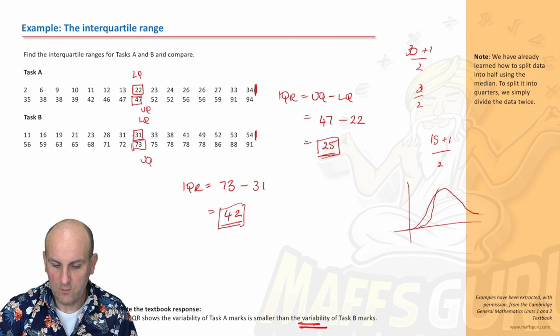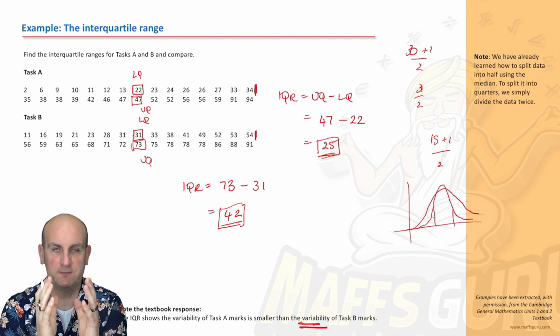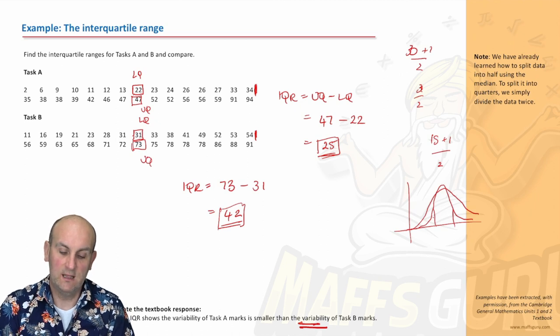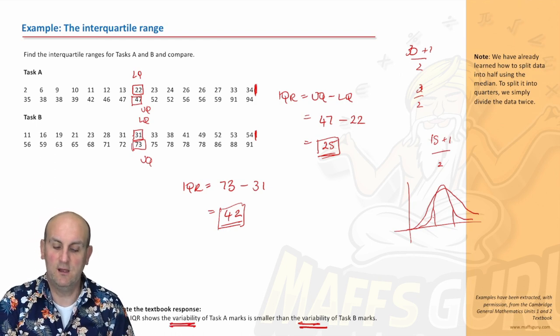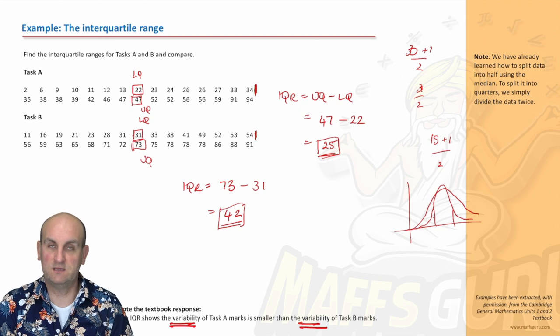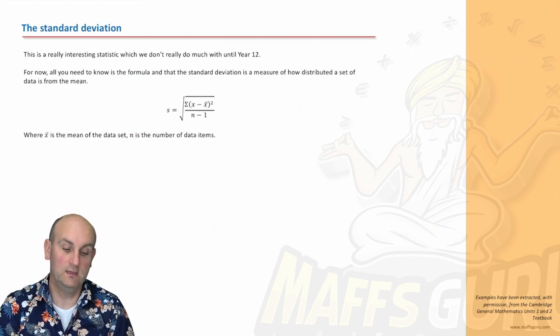And this one here would look like task A because the middle 50% is much, much closer together. So we would say task A marks is smaller. The variability, that's what I've said here, of task A marks is smaller than the variability of task B marks. And for those of you doing further maths next year, you're going to need to know that.